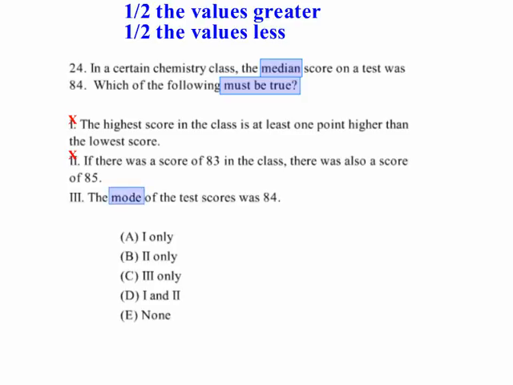The mode, okay, the mode is the most frequent score. The mode of the test scores was 84. No, that doesn't necessarily have to be true, because 84 could only happen one time, or in fact 84 could be the average of two numbers and represent the median that way. So that doesn't have to be true, and our answer choice then is E.